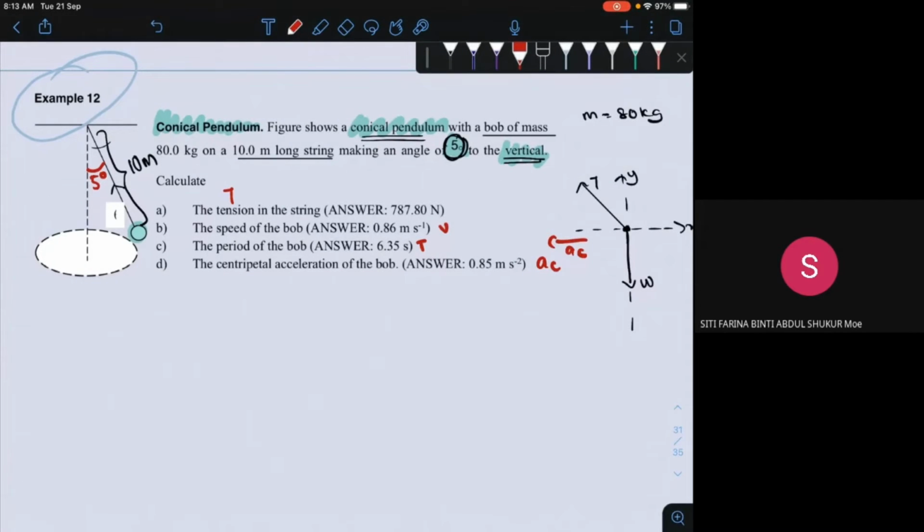If AC is to the left, then your FC is also to the left. Okay, AC and FC are to the left. Maksudnya, there must be a force on the left, ke kiri, that leads to that centripetal force. So what force leads to the centripetal force?